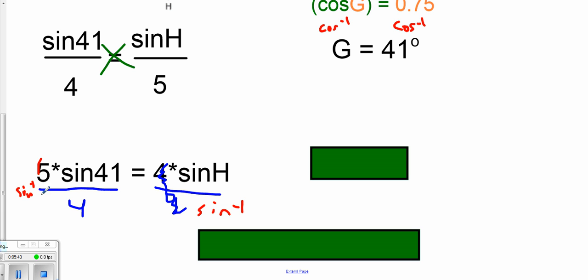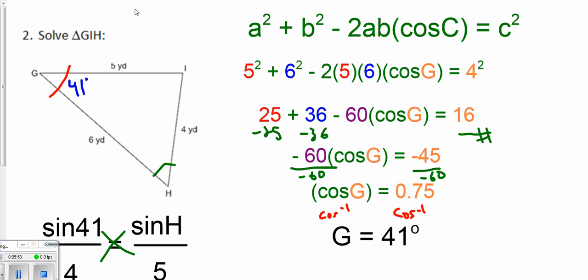Sine inverse of all of this. That's going to cancel that out. So h is alone, equals all of this, which means that h is going to come to 55 degrees. I'm going to write that in. 55 degrees.